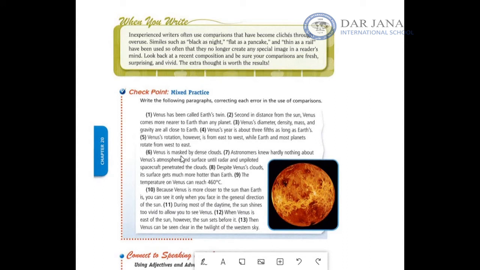The last practice we have here is a checkpoint, and it's mixed practice. Write the following paragraphs correcting each error in the use of comparisons. It's about the general use of modifiers, adjectives and adverbs, and comparisons also. We will answer them sentence by sentence. Sentence number 1. Venus has been called Earth's twin. It's so obvious that this sentence is correct. Sentence number 1 is correct.